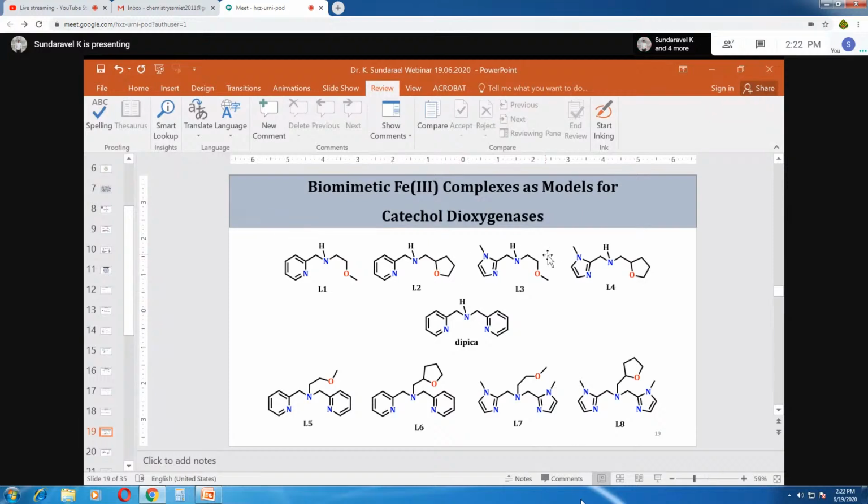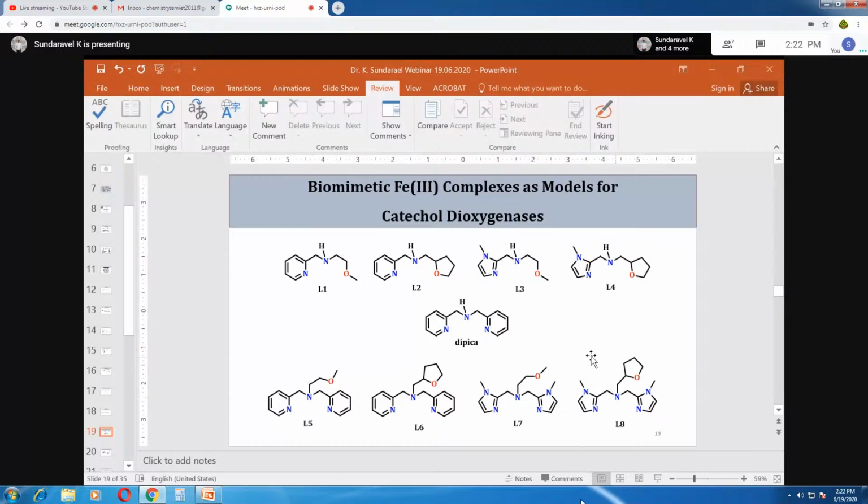So in the second set, L3 to L4, what we did, instead of pyridine, we introduced an imidazole donor function. Pyridine is a pi donor, whereas imidazole is a sigma donor. So the properties are entirely different. The remaining portions are the same, but the donor property is changing. That will affect the electronic property of the metal center.